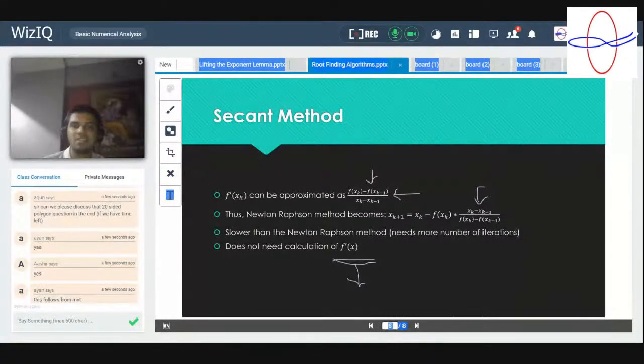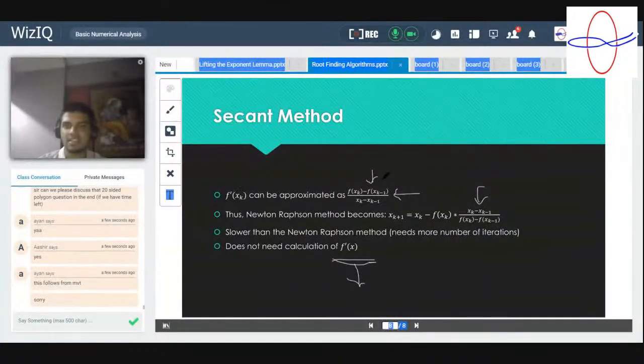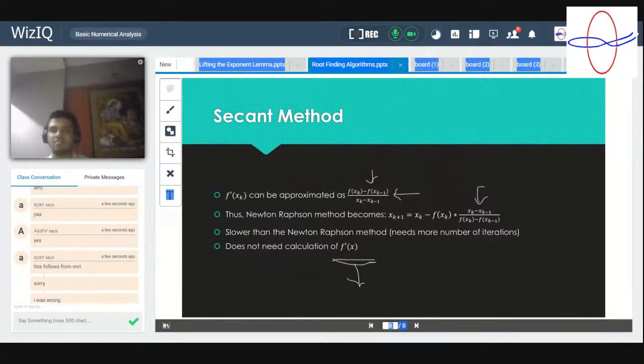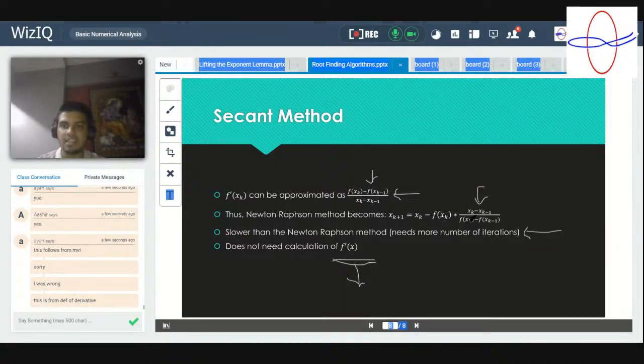So the mean value theorem does not say that f dash of xk is exactly equal to this. It just says that there will be some point whose derivative is equal to this. But either way, this means that we have to keep plugging into one formula itself. This is slower than Newton-Raphson, and you need to keep remembering the value of f of x. Exactly.